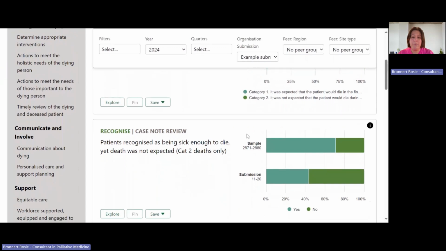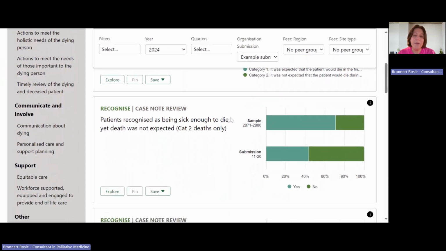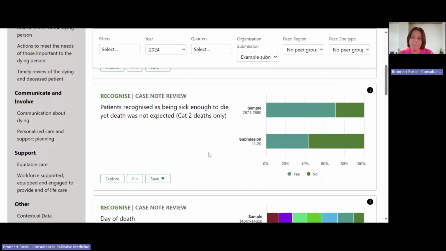However, when you go down to the next section, you find that in this example submission data, when it wasn't recognised that somebody would die, there was a lower proportion of people that had discussions about being sick enough to die that admission, despite the fact that on review of the notes afterwards, it was not a surprise to the auditor that they had died because of risk factors in their health.